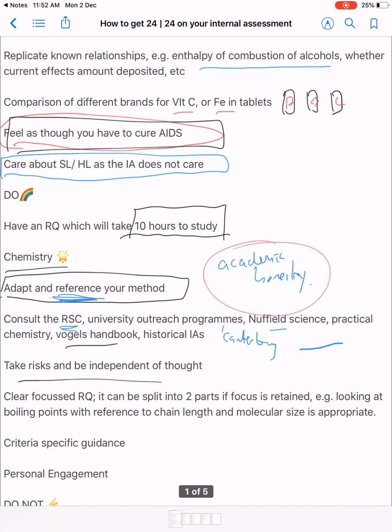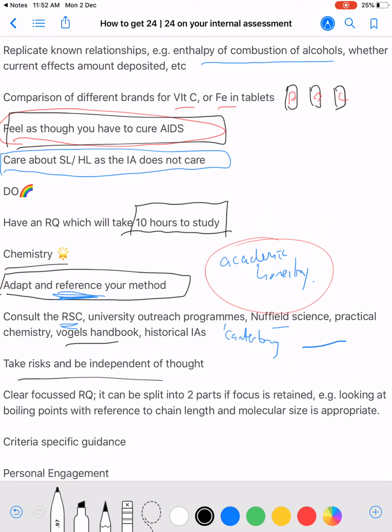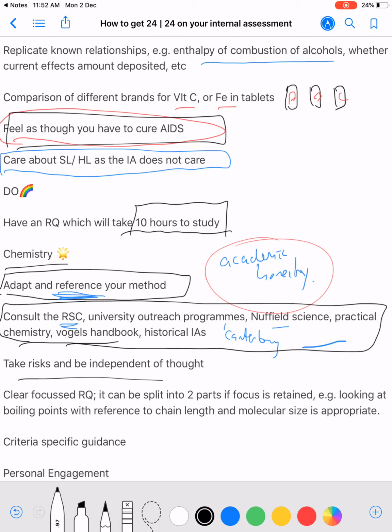Please have a clear and focused research question. It can be in two parts if it's focused on the same question. So you could be looking at, like it says here, which I wrote down, molecular size and chain length will be fine. Okay, so use all of these ideas. You guys have the power of Google. You were born clutching an iPad, so you should be able to research better than certainly I can research, but key takeaways are: don't compare brands and don't do standard stuff that's already known if you want top marks.